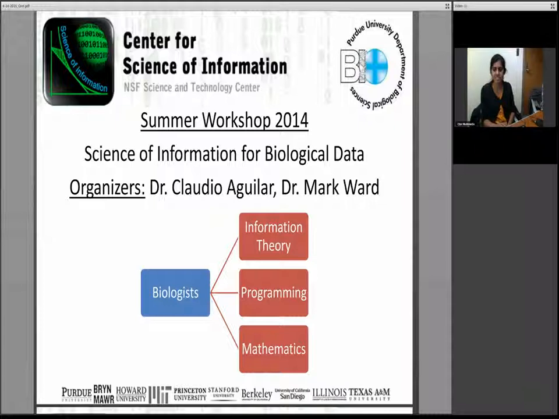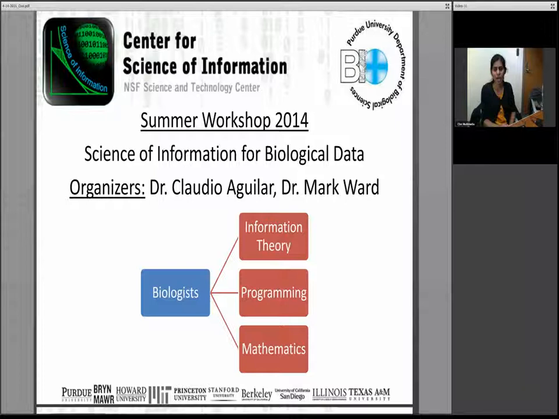The organizers were Dr. Claudio Aguilar from the Department of Biological Sciences at Purdue and Dr. Mark Ward from the Department of Statistics at Purdue. So they basically brought together biologists and other students interested in studying biology but had background in information theory, programming, and mathematics. And these were students from the different universities which came under the Center for Science of Information.